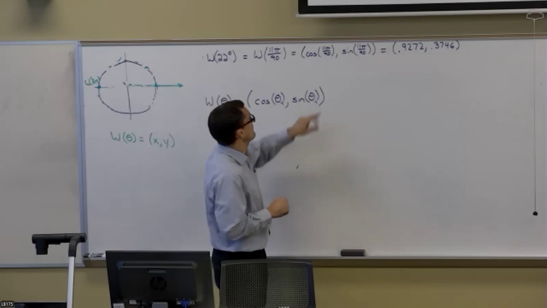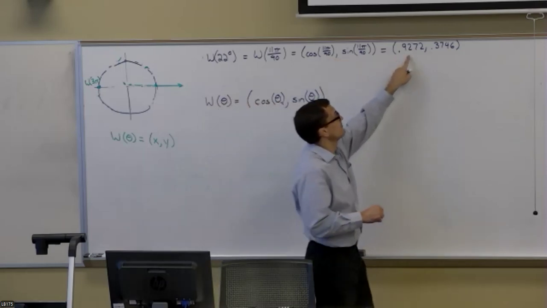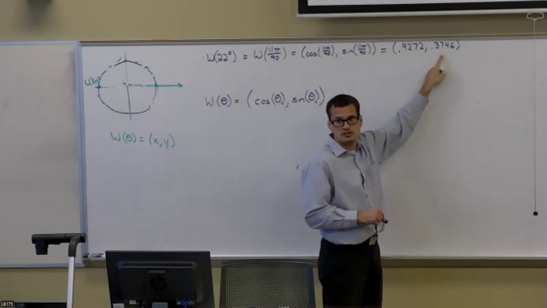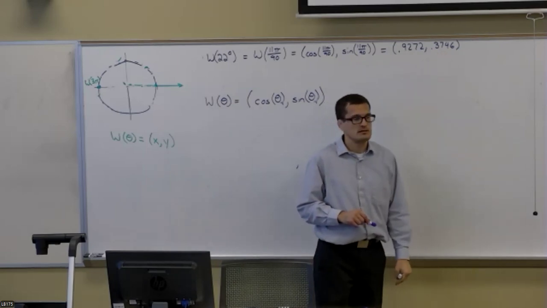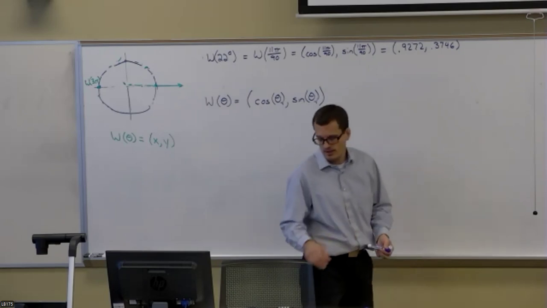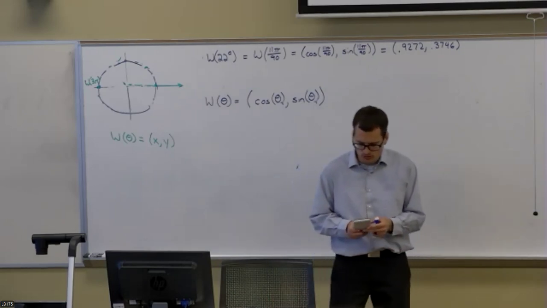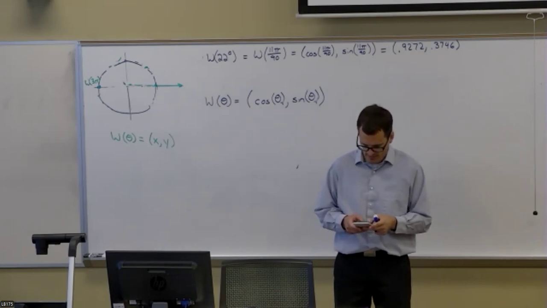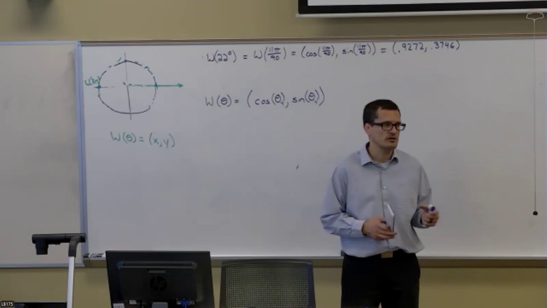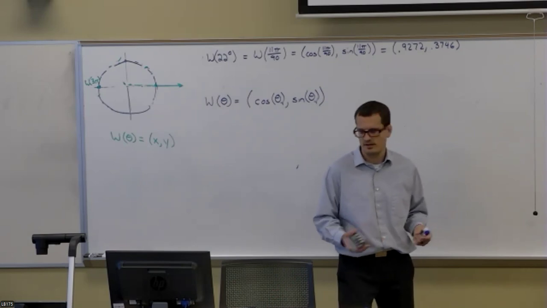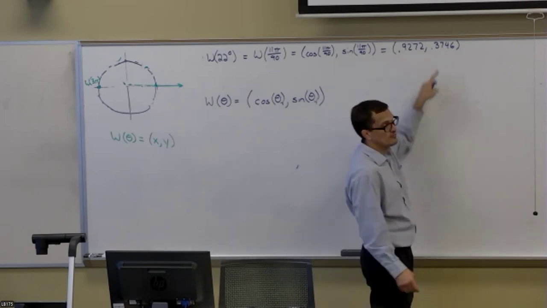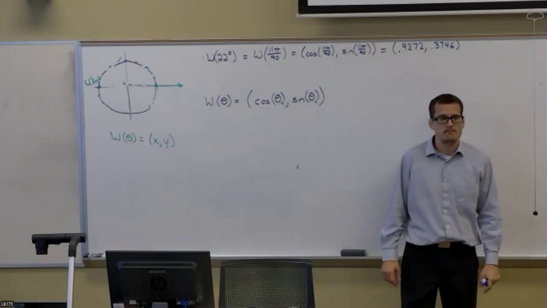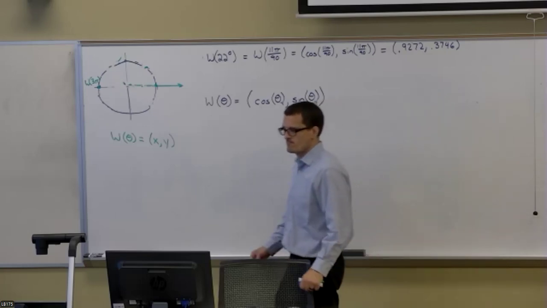By the way, because this is a point on the unit circle, this value squared plus this value squared should give you 1. Does that make sense? So if you took 0.9272, I know that's a rounded number, and square it, and then 0.3746 and square it, you'll get something that's very close to 1. You won't get exactly 1 because it's rounded, but if you square this plus square this, you get something really close to 1. Is that right?